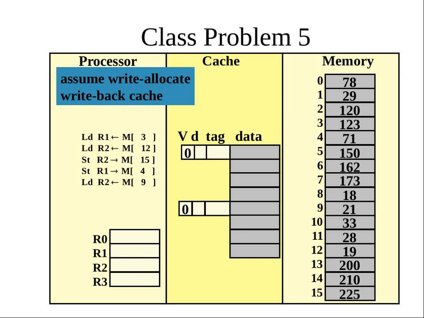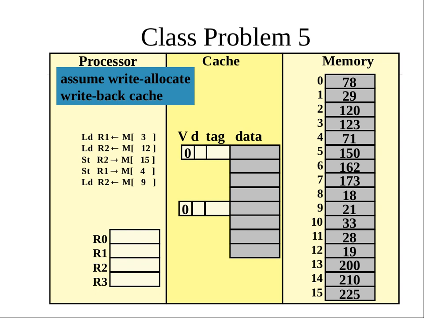I'm going to load all of this in except 123, which is going to go right here, and the tag is going to be 0 1. And the dirty bit is 1 because we changed what's in 4, and so 150, 162, 173. Cool. And okay, great. I already put that as a miss.